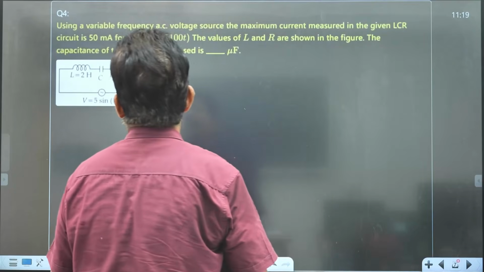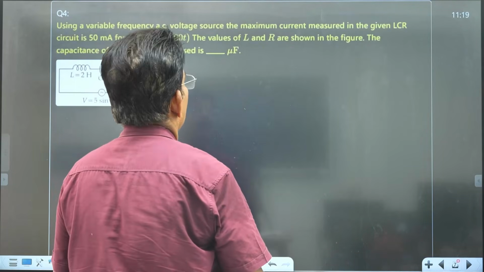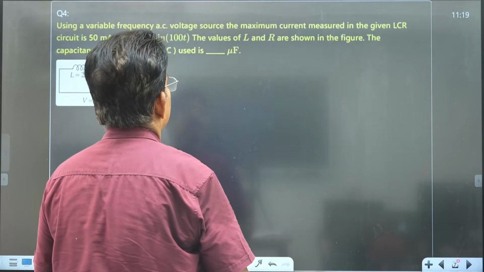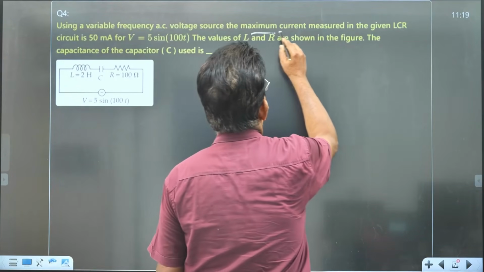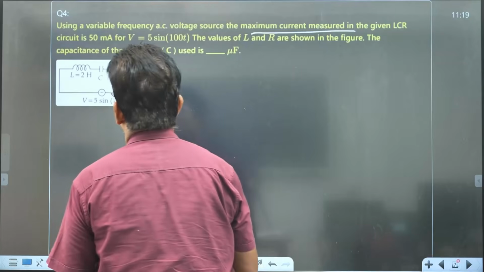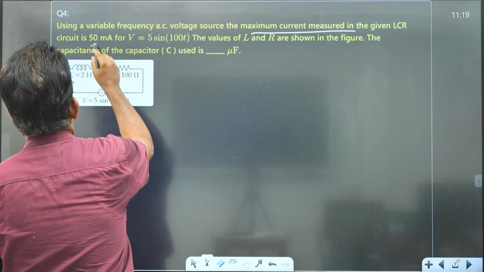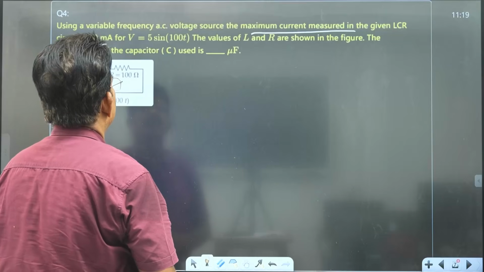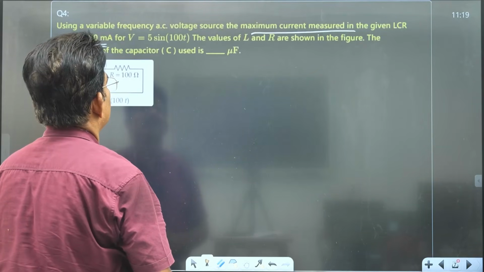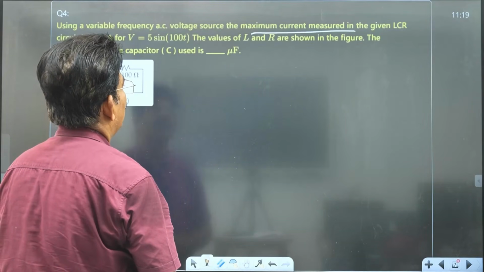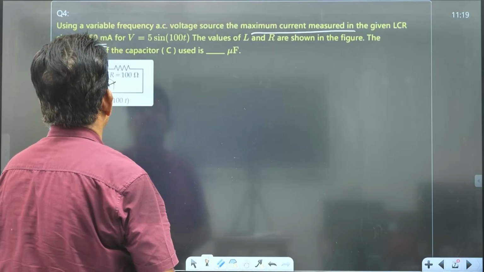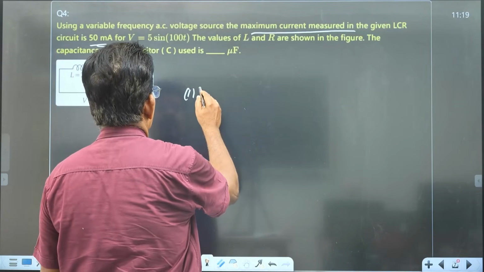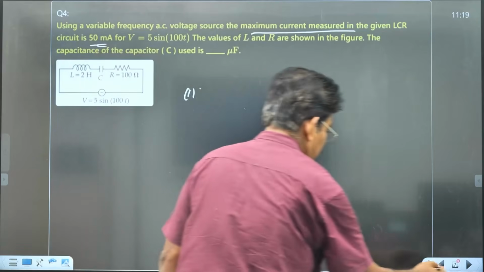Come on. Again, in an AC circuit, the maximum current measured is 50 milliampere. Then V is given by 5 sine 100t. The values of L and R are shown in the figure. Find the capacitance of the circuit. First, let us calculate the impedance. So let us go to the explanation side.